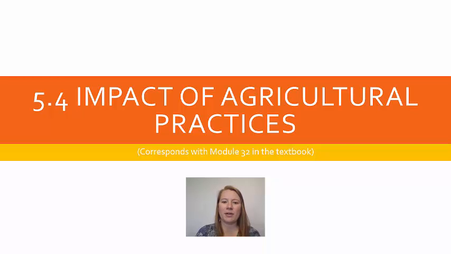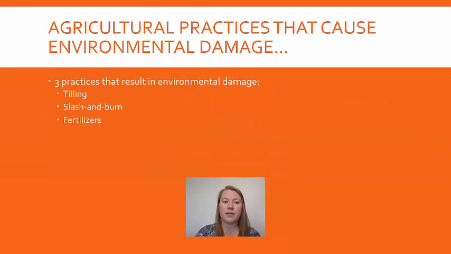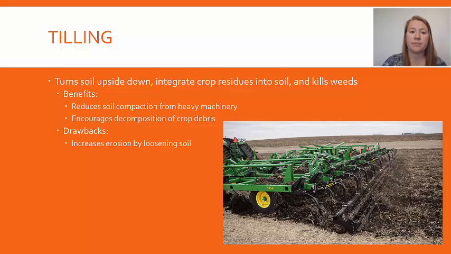Welcome to AP Environmental Science. In this video, we are going to focus in on three agricultural practices and the impacts that they have on the land and the environment. Now, the three that we're focusing in on are tilling, slash and burn agriculture, and the use of both organic and synthetic fertilizers. For each of these, you need to know a general description of what that particular practice is, along with the pros and the cons.